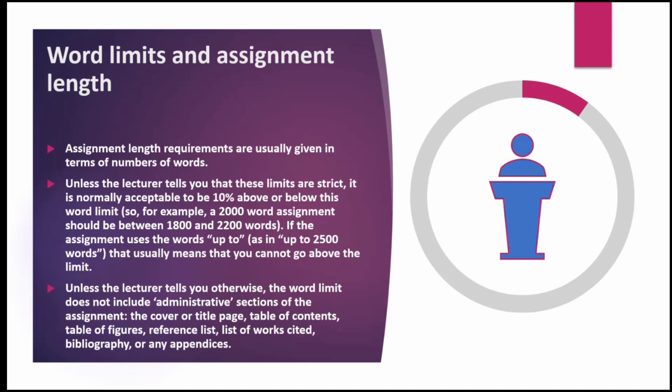If the assignment says about 2,000 words, that means it could be 10% below or above. But if it says up to, then it shouldn't be more than 2,500. So it should be close to that, or it could be that same amount, but it shouldn't go above it. So unless the lecturer tells you otherwise, the word limit does not include things like the cover page, table of contents, figures, the reference list or works cited, or the bibliography or the appendices, right? So most often when they say 2,500 words, it doesn't include those aspects unless the lecturer says it is included in your word count.